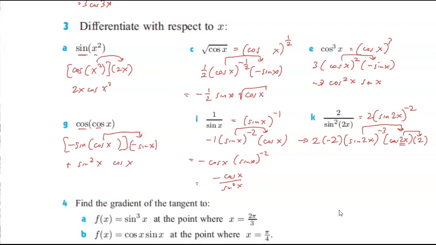Is that the first time we did a 3-layer chain rule? Okay, so we had 3 layers. This 2 could be combined with these. Negative 4 times 2 is negative 8. Cosine 2x and then sine 2x cubed on the bottom. Okay.